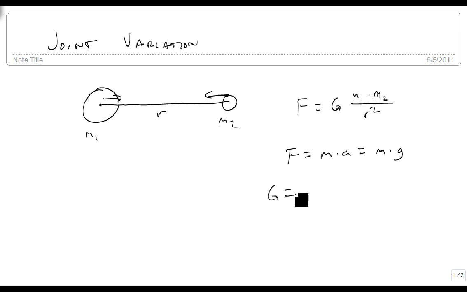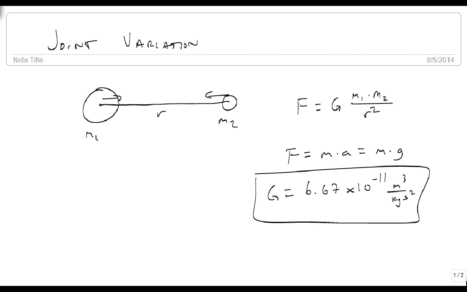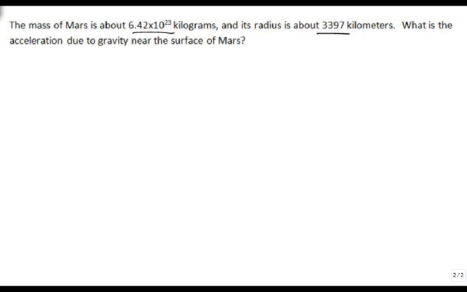There's one more thing we need to know, and that's that the gravitational constant has already been found and is equal to 6.67 times 10 to the minus 11th power, with meters cubed over kilograms second squared. And so as we have this constant, we're going to use it, and we're going to talk about a particular problem with Mars.